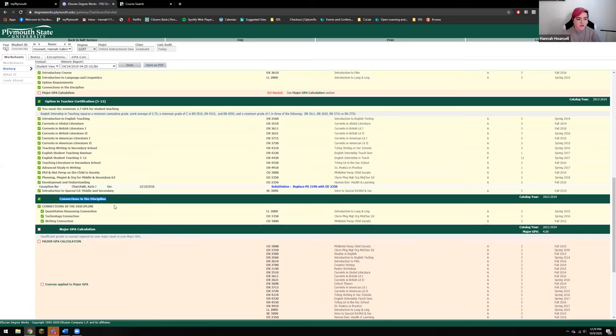Matt, you've unmuted, so I'll let you. Yes, I've begun seeing the NCAP on DegreeWorks. So I think it goes under connections, if I remember the last time I saw it. But it was hard to miss, so it's in a fairly obvious spot.